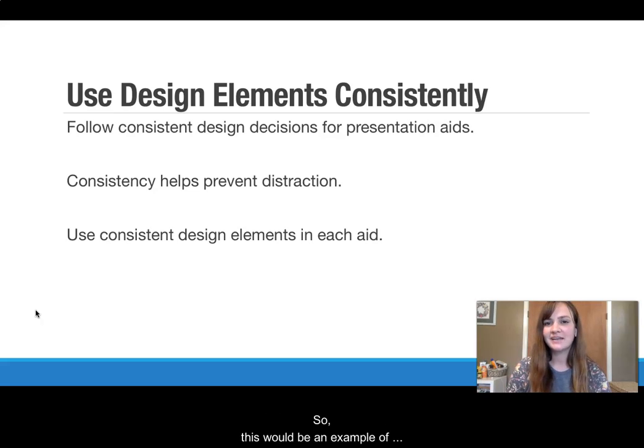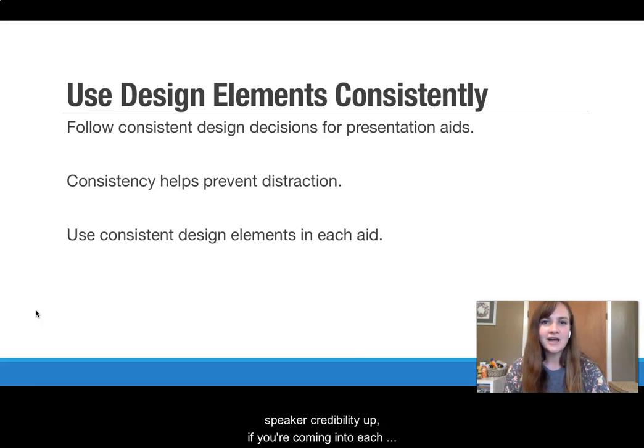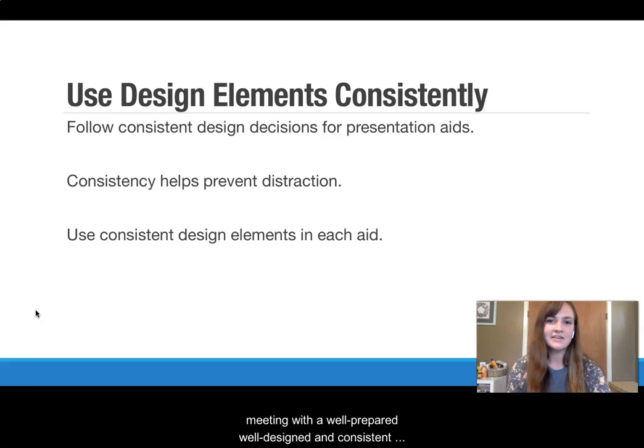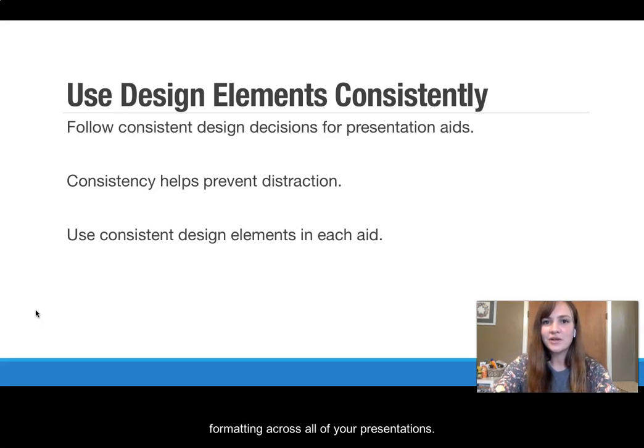So this would be an example of like if you were giving several presentations at work over the coming months, and so you're holding meetings about sort of the same project, but different parts of the project, then you would want to make each of those presentation aids sort of tie together in their design and in their formatting so that all together they work as a cohesive project and you keep that professionalism up and that speaker credibility up if you're coming into each meeting with well-prepared, well-designed, and consistent formatting across all of your presentations.